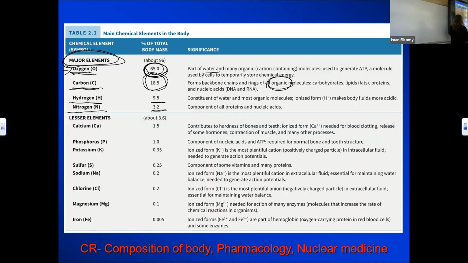Okay, let's talk about the lesser elements. These are the ones that we still have, but they're not that big of a deal. We've got calcium. You can see that in our bones, in our teeth. We have phosphorus. You're going to need that for ATP, which is super important, also in our bones and our teeth. Remember, ATP is adenosine triphosphate. So we actually use that phosphorus. Potassium, 0.35 mg. Where we're going to find it is intracellular fluid, that's inside the cell.